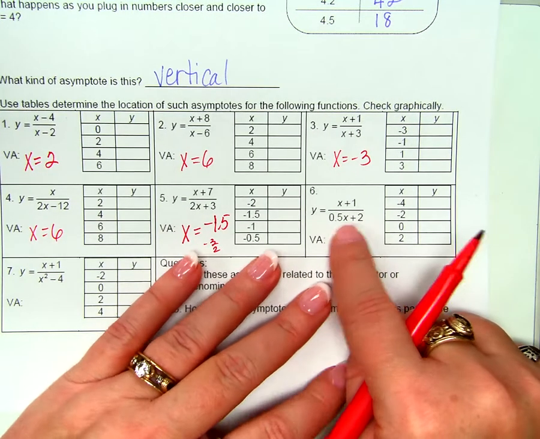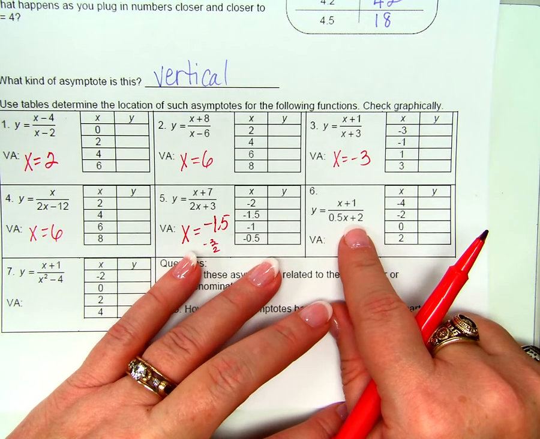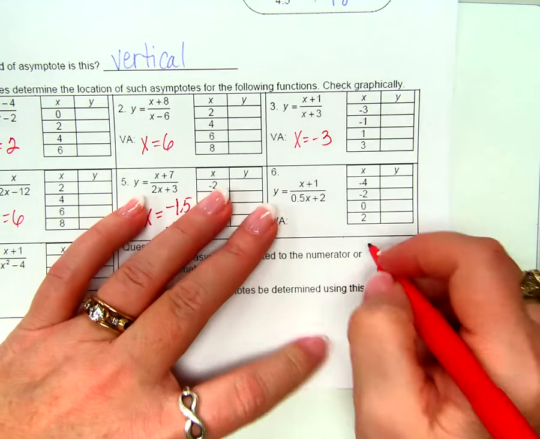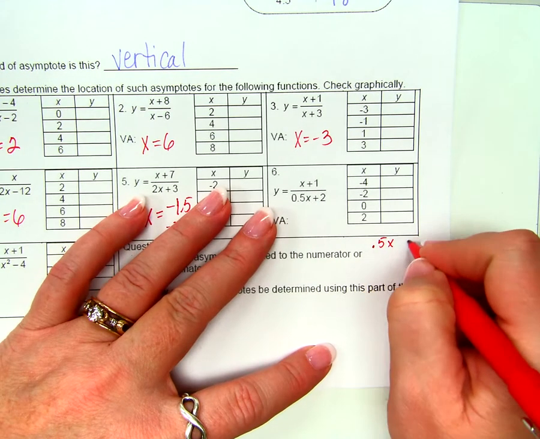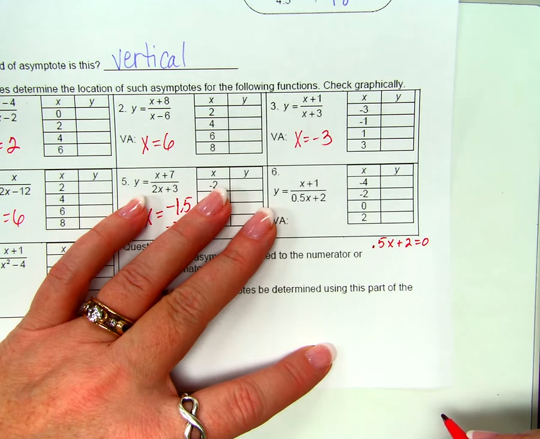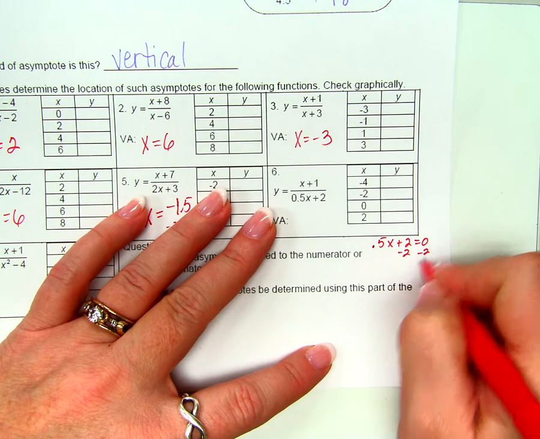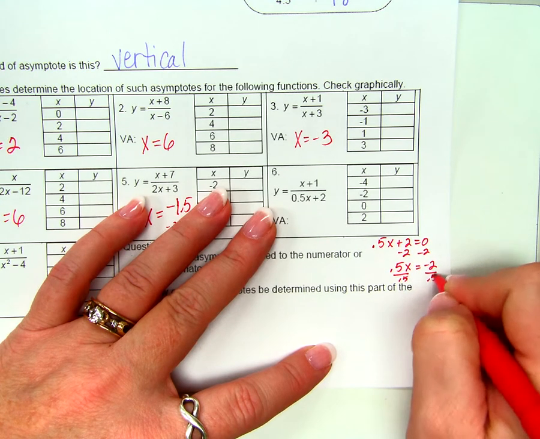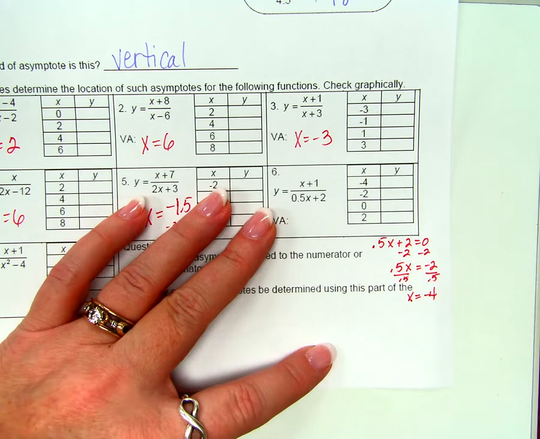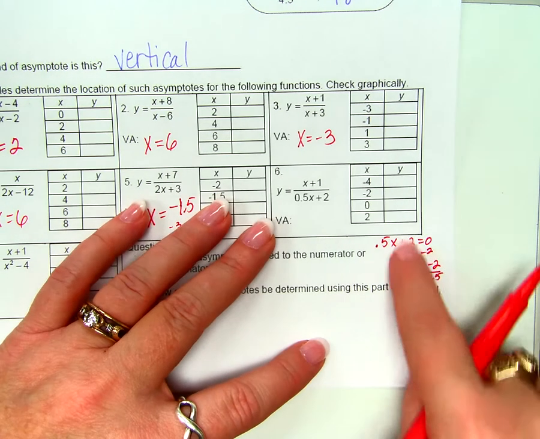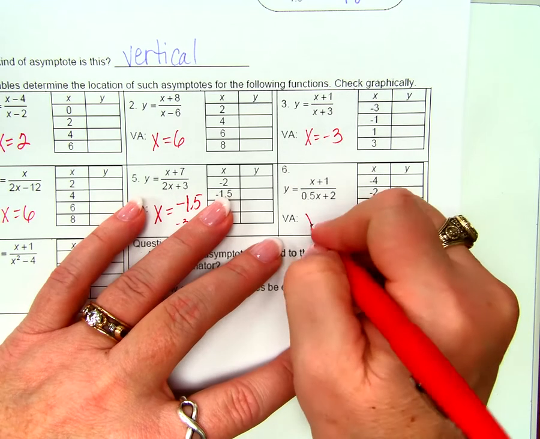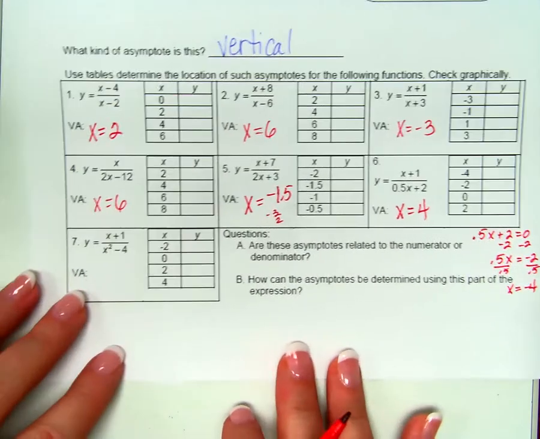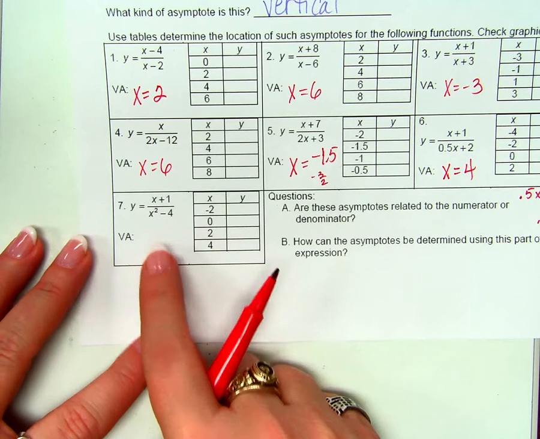So what if we get to this and some of us can't do this very easily in our heads? What are we actually doing? We're setting the denominator equal to 0. So what if I actually wrote this? 0.5x plus 2 equals 0. If I subtract 2 from both sides, I get 0.5x equals -2. If I divide both sides by 0.5, I get x equals -4. And by solving that and setting it to 0, now I know exactly where my vertical asymptote is. Does that help?